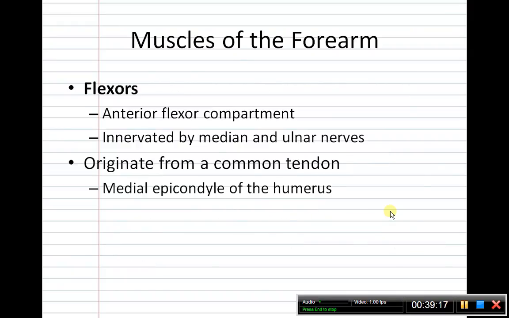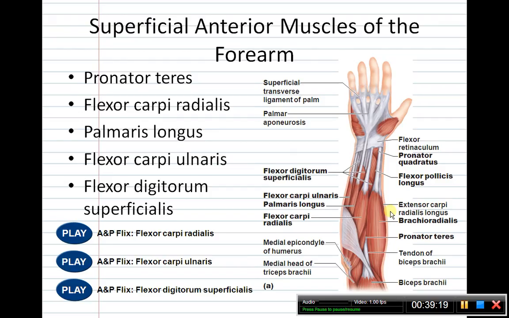Let's start with the flexors. I'm not going to make you remember every one of them, but if we describe them on the cat and we dissect it on them, you're going to have to know them. So let's talk about a couple of them. All right, first let's talk about the pronator teres.